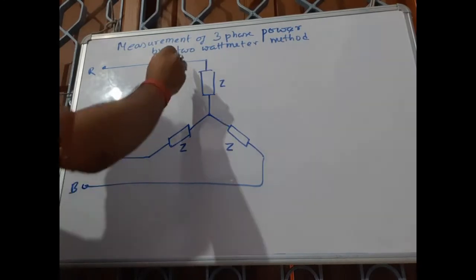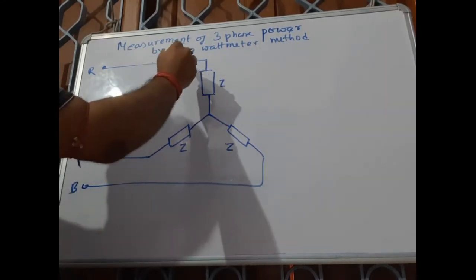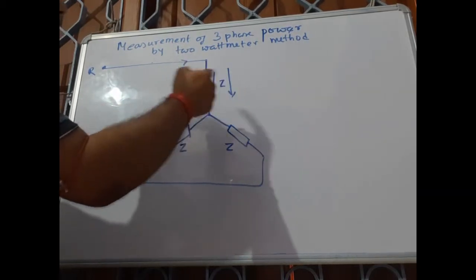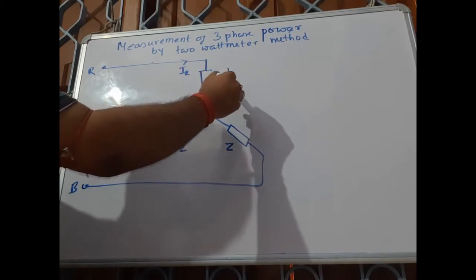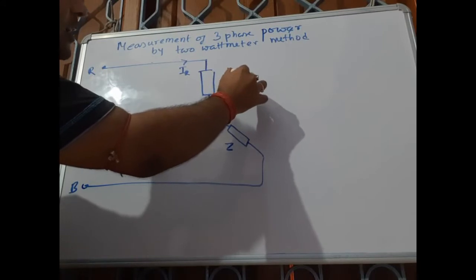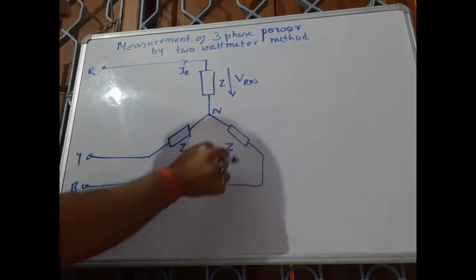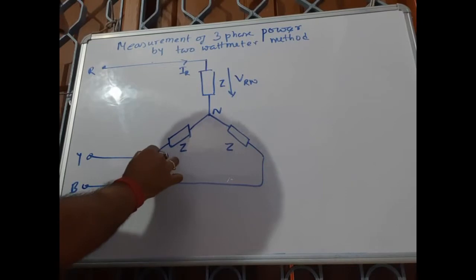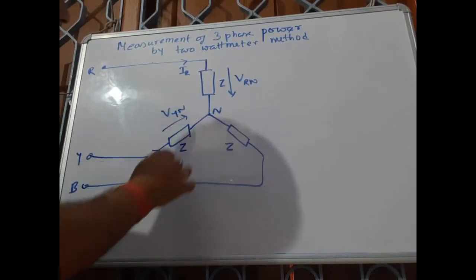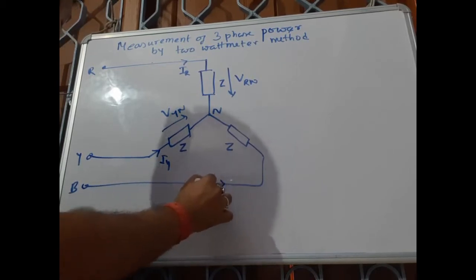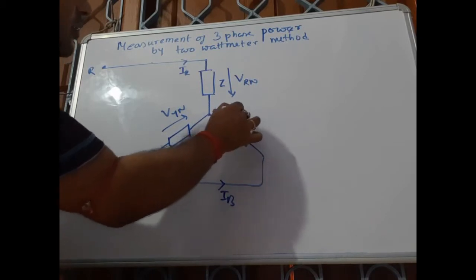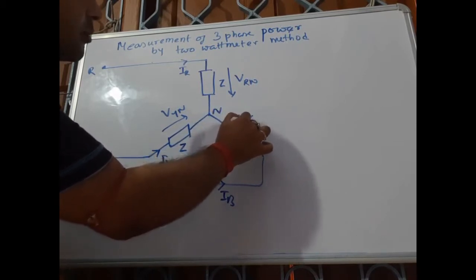Okay, now current flowing through this R phase is IR, and here it is the neutral, so voltage will be VRN, and this is your IY, and this voltage will be VYN, and this is your IB, and the voltage is VBN, right?